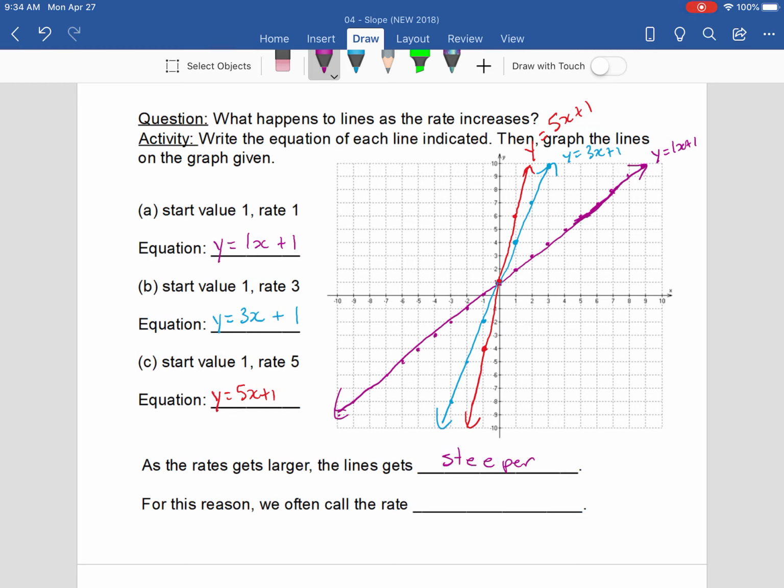So after all that, some pretty easy conclusions, I think, here. As the rate gets larger, the line gets steeper.